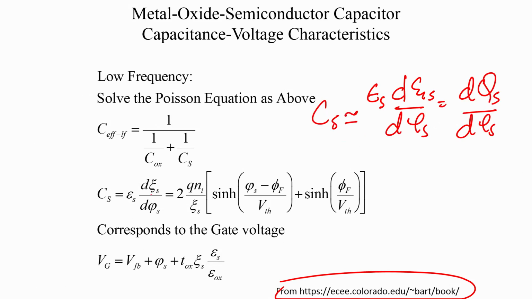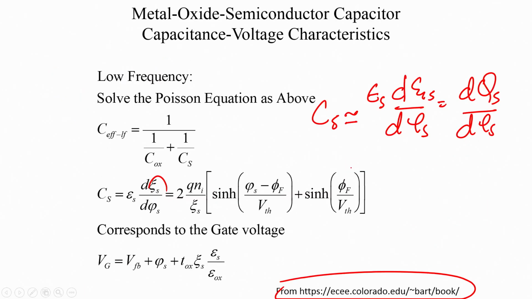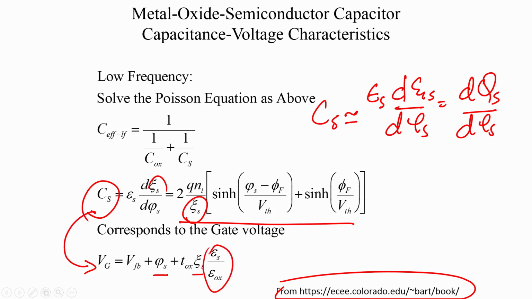And since you have already solved for the electric field using Poisson's equation, we take the derivative with respect to phi s, and you end up with this expression here. It again has the electric field term there. So, that is your Cs, and this is the value of Cs that corresponds to this value of gate voltage. So, you know phi s, you know the electric field, and you have this term here.